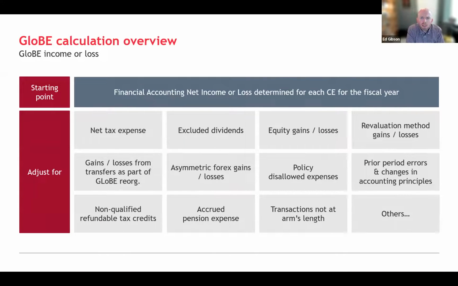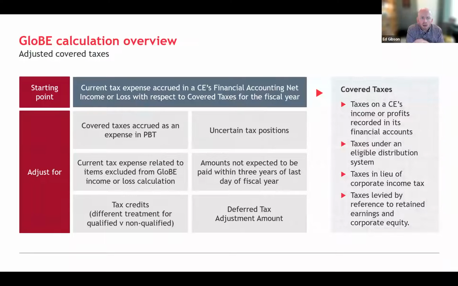If we move on to the next slide, please. So once you've got your GloBE income or loss, the next stage then is to work out what the adjusted covered taxes are, which is the other thing that we need for that equation.